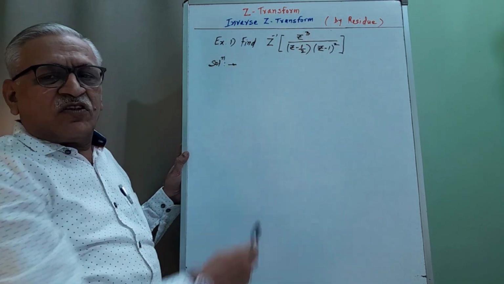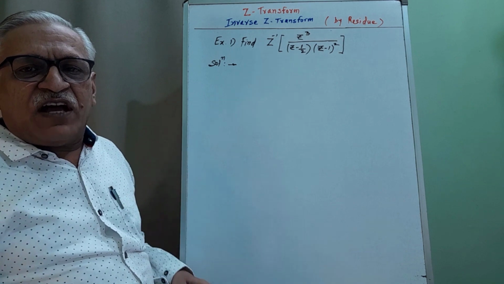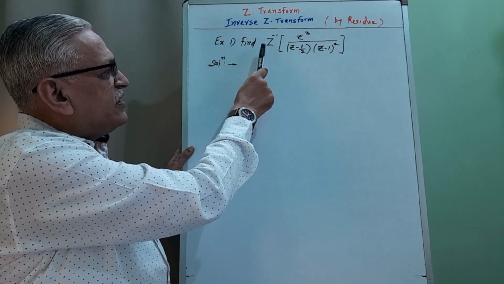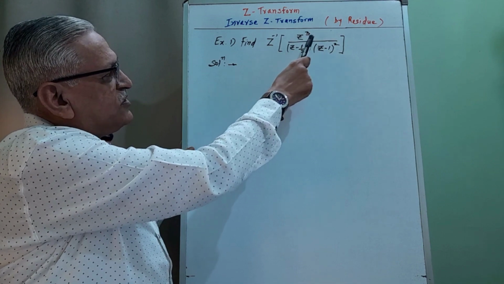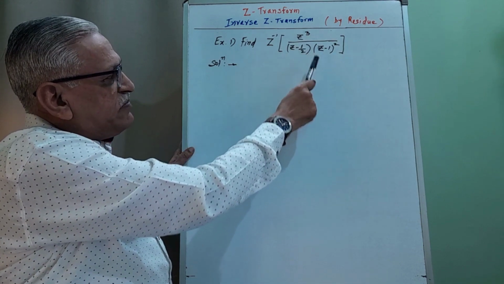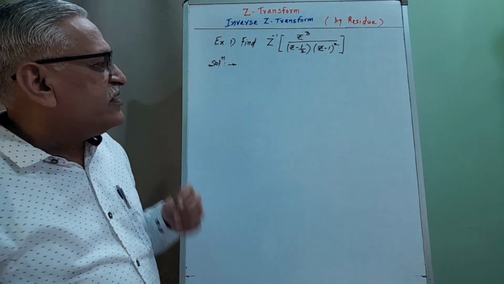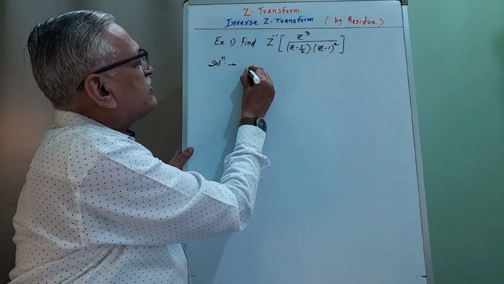Let us solve the first problem. In this video, I am going to discuss two simple problems. The first one: find the inverse Z transform of Z cube divided by (Z minus 1 by 2) into (Z minus 1) whole square. Here there are two terms in the denominator.